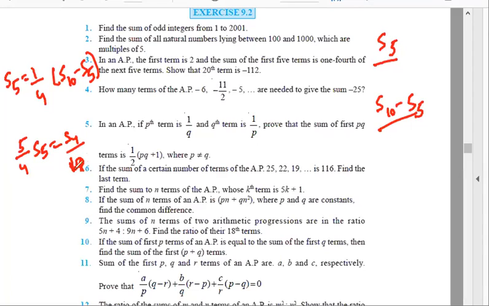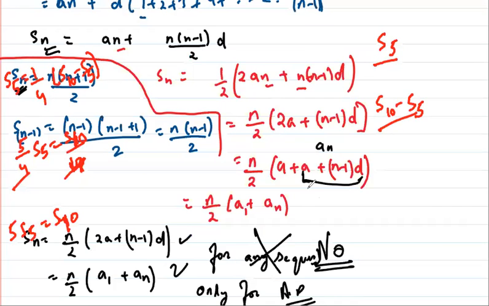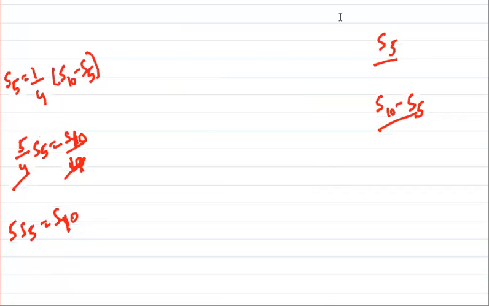So the 4 will get cancelled. 5 S5 is equal to S10. Yes or no? 5 S5 is equal to S10. Right? Right, everyone? Okay. So let's write it down. 5 S5 is equal to S10.